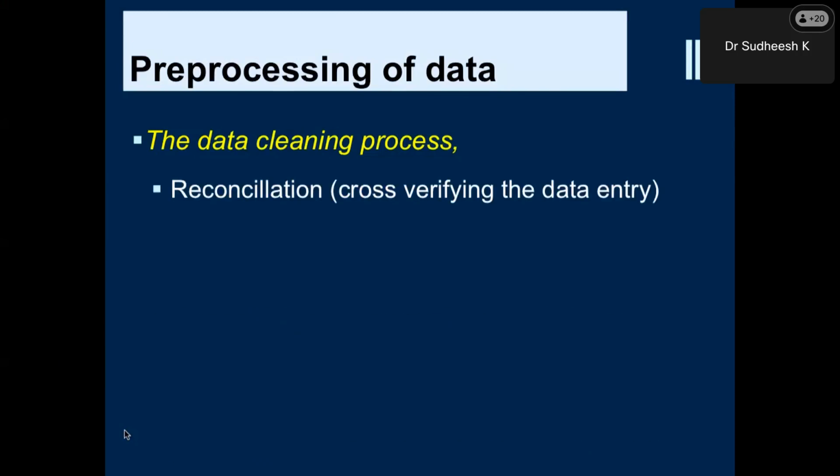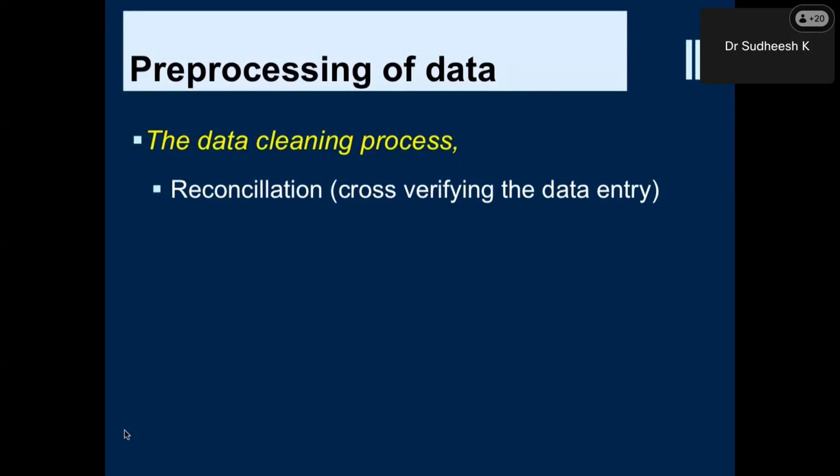One is the data cleaning process, where reconciliation, you cross verify the data entry by comparing it with your pro forma. Sometimes what happens is, instead of entering 69, you would have entered 669. Invariably, that kind of typing error can grossly deviate your observed means and standard deviations, and it can result in erroneous results.